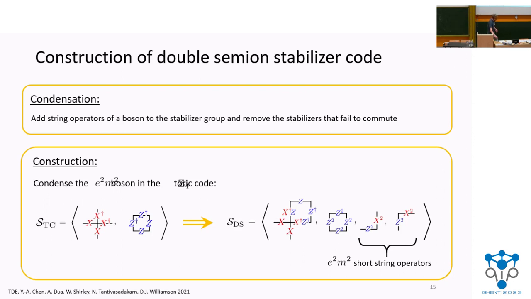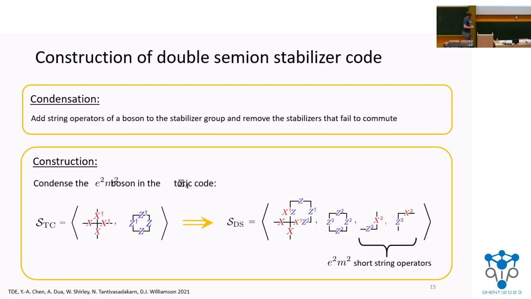Why should this be called condensation? Well, intuitively, those string operators create the bosons at their endpoints. But if we include this in the stabilizer group, now the code space is the +1 eigenspace of the string operator, and at least intuitively we can freely add and remove pairs of those bosons. And in that sense, those bosons have been condensed.